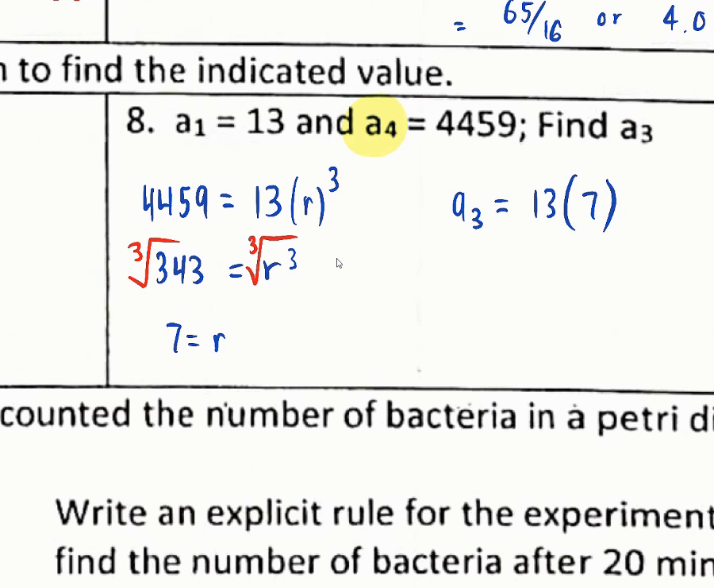3 minus 1. 3 minus 1 is 2, right? The second power. So you're gonna type in 13, open parentheses, 7, close parentheses, raised to the second power. So my answer for a sub 3 is, which that was? 637. Done. What do you think? It's not too bad, right?